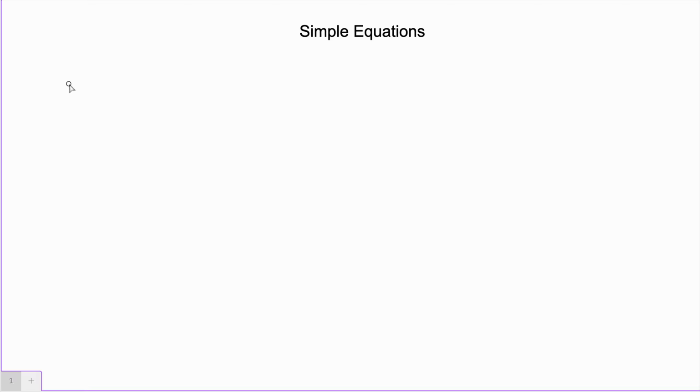Simple equations are algebraic equations, which means they'll usually have a variable like x or y. Sometimes we use other variables, but it's usually x or y. For example, if it's d or z or something like that, that'll also work. Now let's try an example.